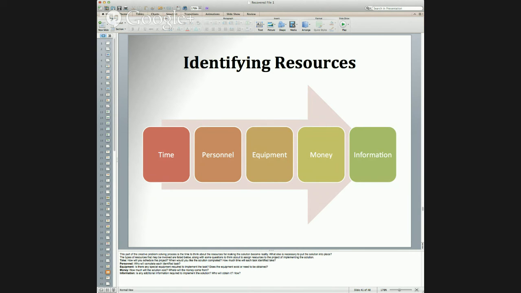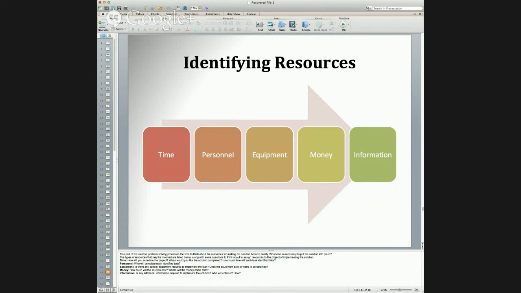Personnel. Who will complete each identified task? Equipment. Is there any special equipment required to implement the task? Does the equipment exist or need to be obtained? Money. How much will the solution cost? Where will the money come from? Information. Is any additional information required to implement the solution? Who will obtain it? And how?